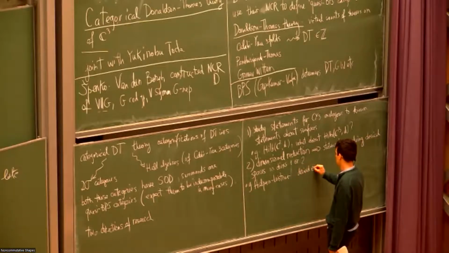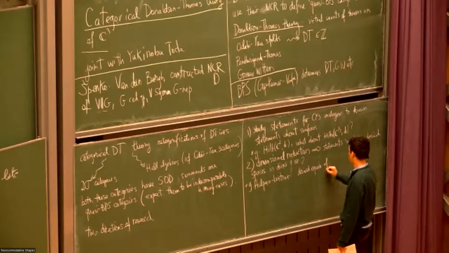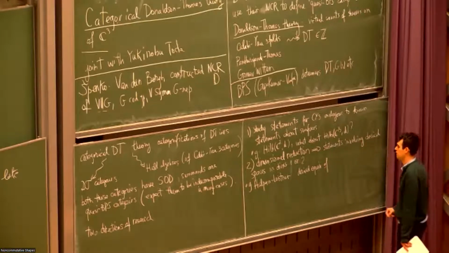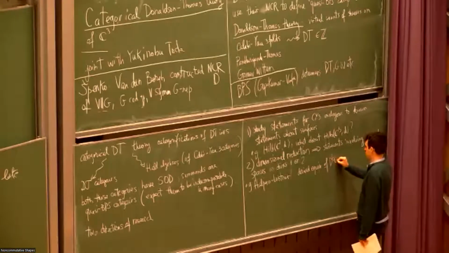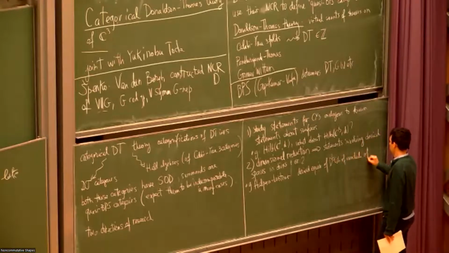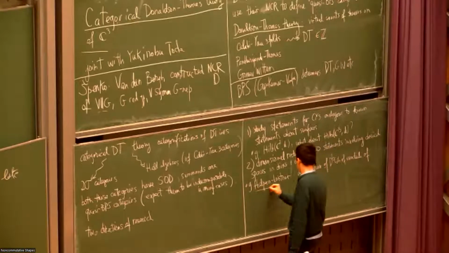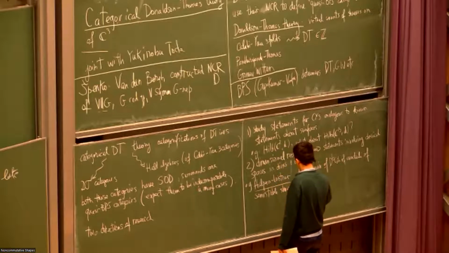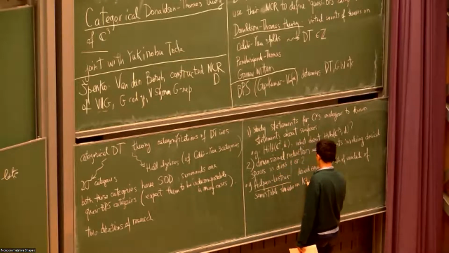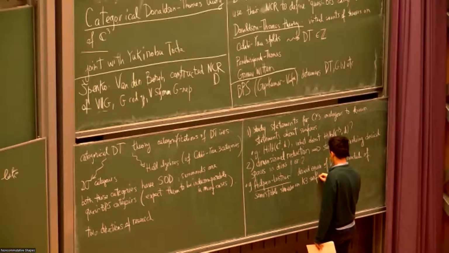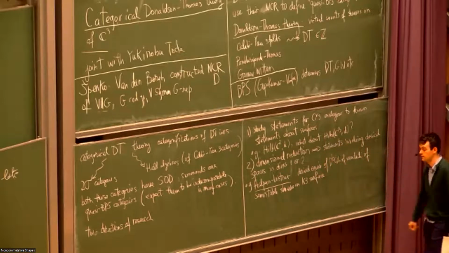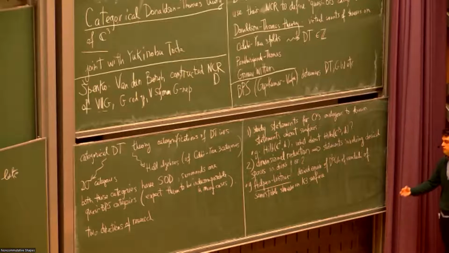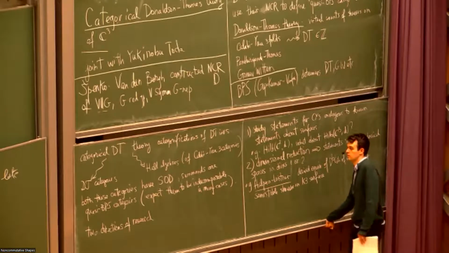derived equivalence of D^b Coh of moduli of semi-stable sheaves on K3 surface. So here, this moduli have the same support, but one varies the stability condition.